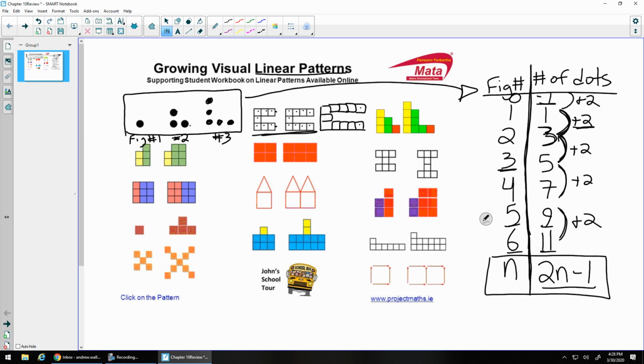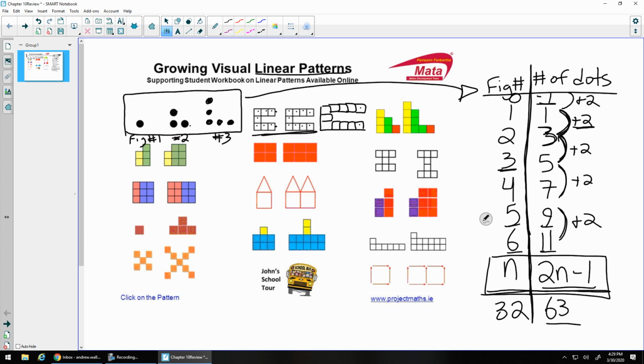And now I could say, okay, what if we got to figure number, I don't know, let's say 32. Well, now I could use this relationship in this equation here. That would mean that there would be 2 times the figure number minus 1 number of dots. So 2 times 32 is 64, minus 1 is 63. So in figure number 32, there would be 63 dots. And this is the pattern that we can find here.